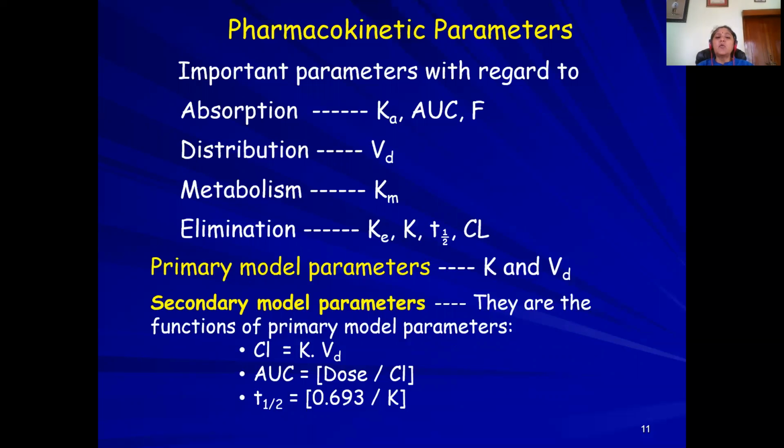K and Vd are known as primary model parameters. And the others, that is clearance, AUC, half-life and so on, are known as the secondary model parameters because they are the functions of the primary model parameters. For example, we can determine clearance by multiplying K with Vd. We can calculate AUC by dividing the dose by clearance. And T half, as we all know, is equal to 0.693 divided by K.